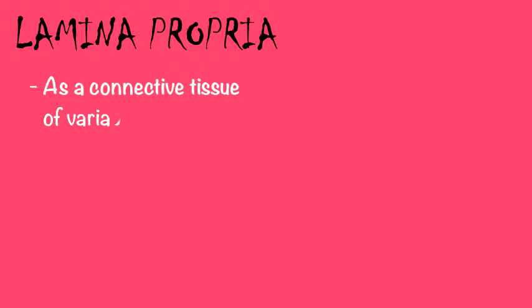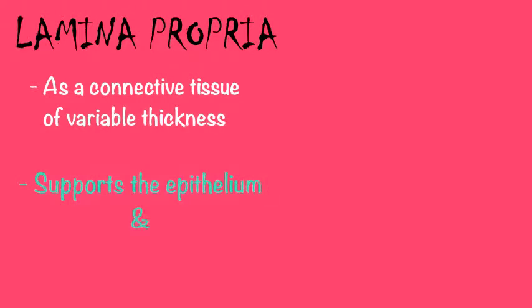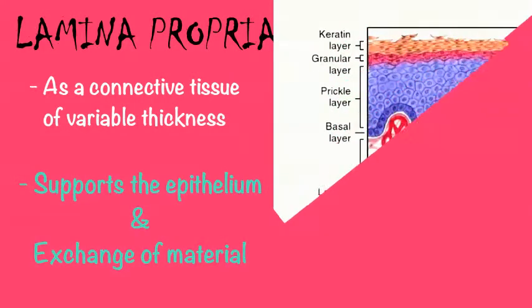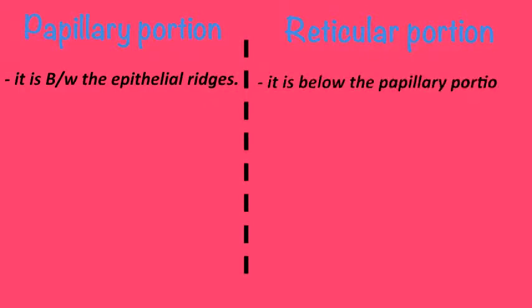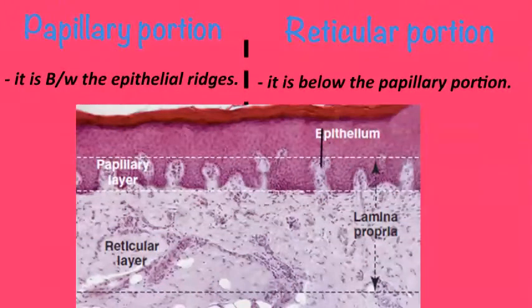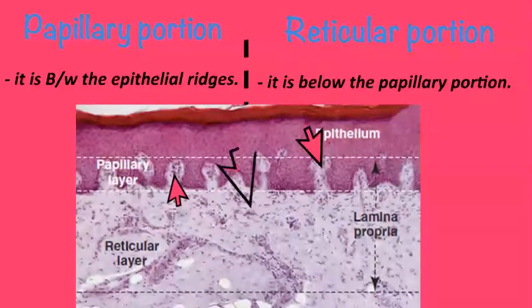Lamina propria. The lamina propria may be described as a connective tissue of variable thickness that supports the epithelium. It is divided for descriptive reasons into 2 parts, papillary and reticular. The papillary portion is between the epithelial ridges and the reticular portion is below it.